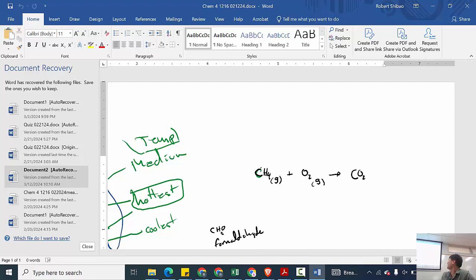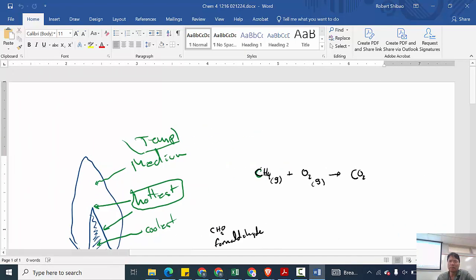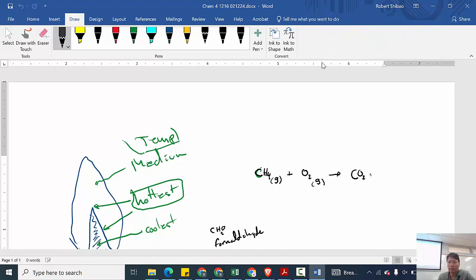All right, so what am I missing here? Plus 2H2O, plus energy. Yeah, we have 2 oxygens at the beginning and 4 oxygens at the end. So we're going to have 2 O2s. Now, how does that look?